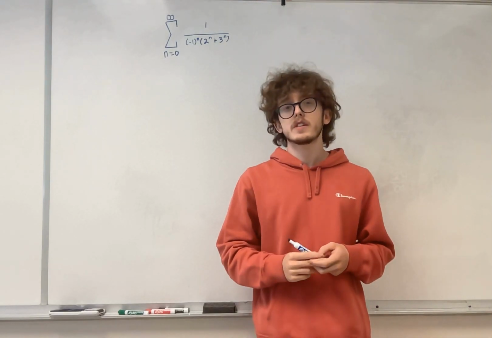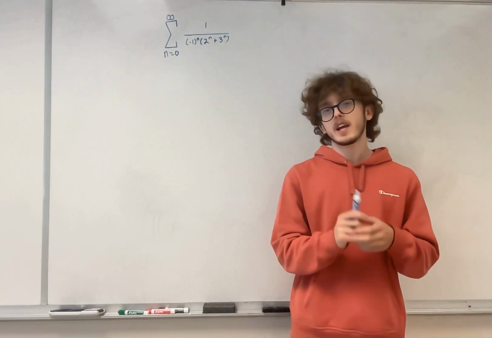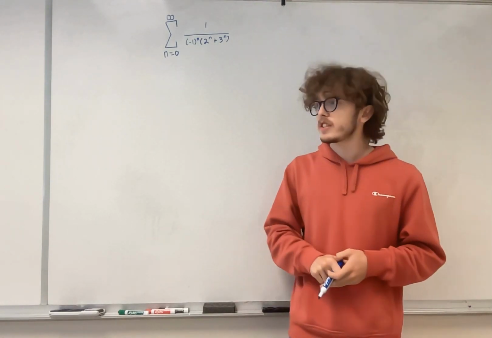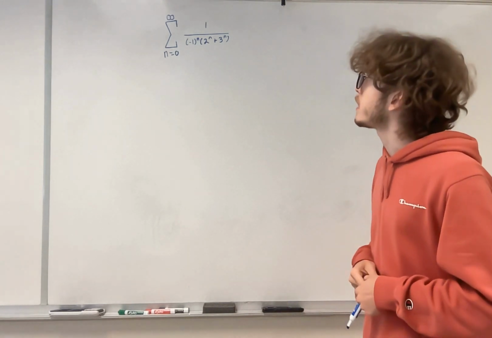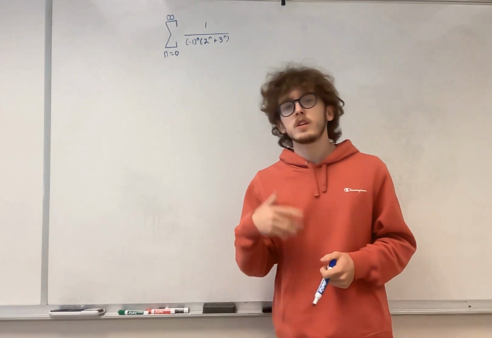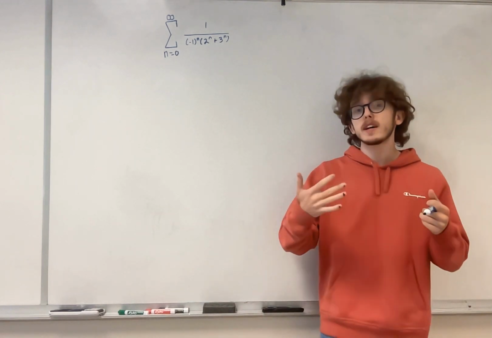Is the following series convergent or divergent? Today we're going to answer that. So we have this series, which is 1 over (-1)^n times 2^n plus 3^n. Now, when you do this, please ask yourself, what can I do here?